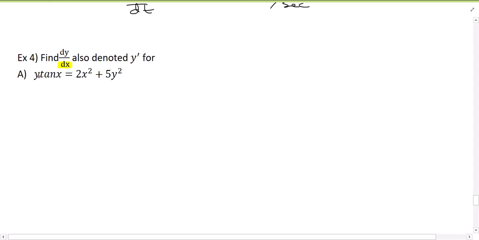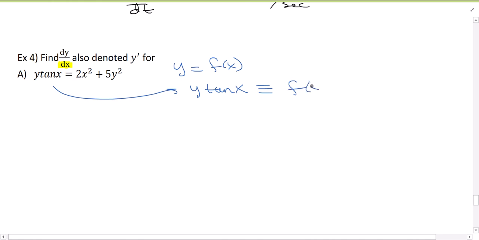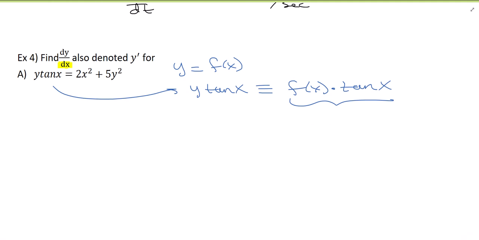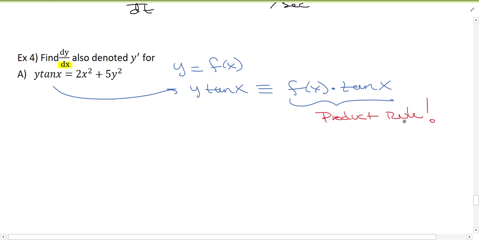So here I have y times tangent of x equals 2x squared plus 5x squared. Now I made a point to say y times tangent of x because remember, y is a function of x. So when I see y tangent x, what does that really mean? That means f of x times tangent of x. So how do you take the derivative of something like that? We need the product rule, right? So that's what we're going to use here. So when I take the derivative, I'm going to try to find y prime.